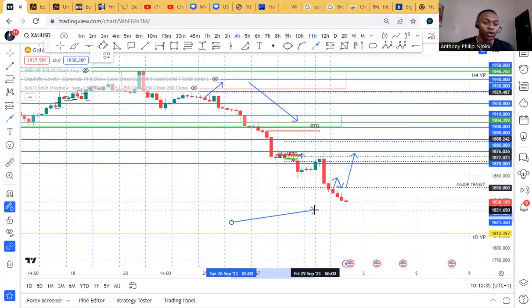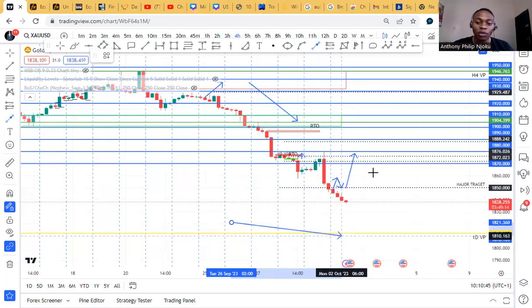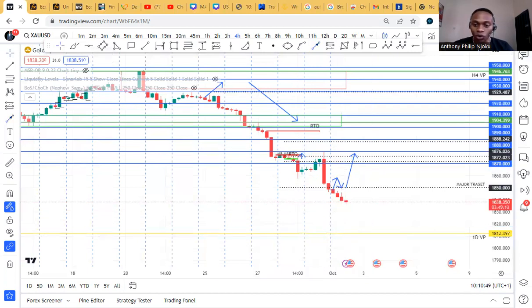So that's what I see from gold. From this level, I'm looking for more buy setups. But you can see we have a daily validation point here. There is a high chance that the market will come over here and tap the daily validation point before moving further up. So that's it for gold.